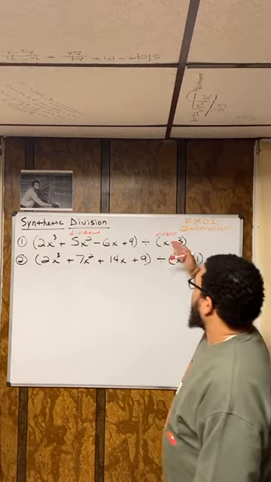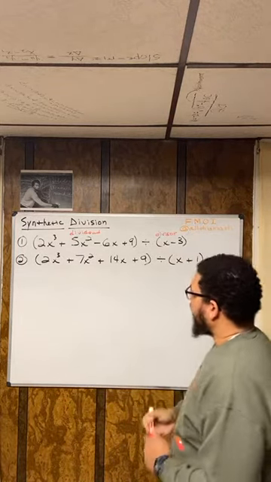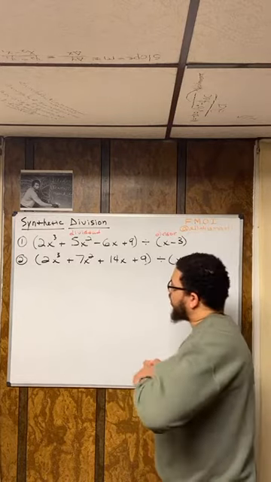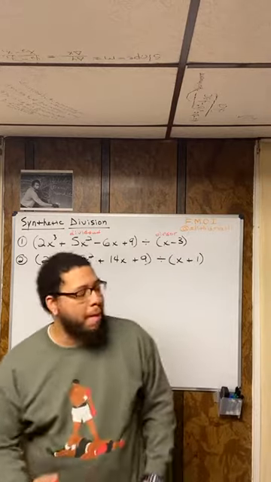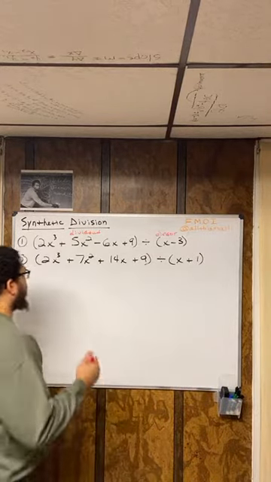So, how do we set this problem up using synthetic division? First thing you want to do, I'm going to take the cap off the marker first, is you want to draw a big L.